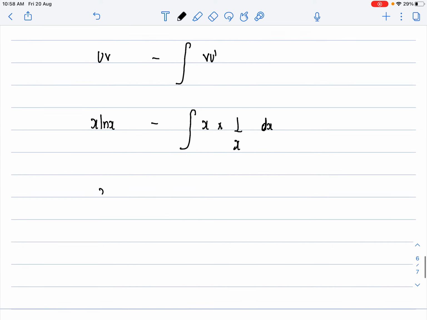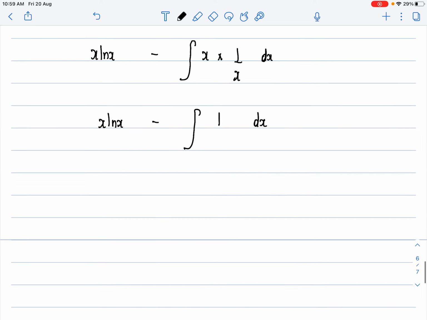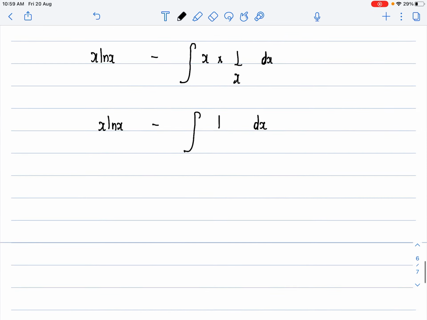Now this can basically be written as x ln x minus the integration of 1 dx. Now I can write this simply as x ln x minus the integration of 1, which is x, and because there are no limits I write plus c. So this was one very important type which I just wanted to refer. This is mainly only for ln x.